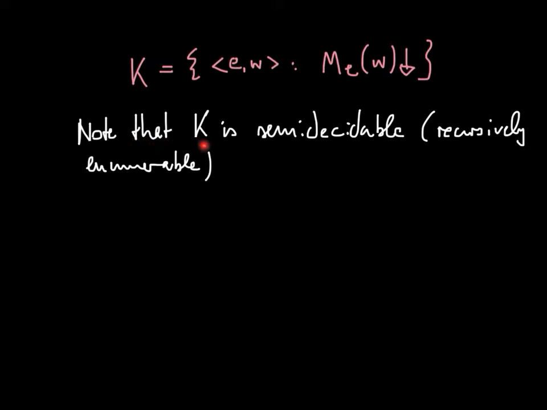Note first that the halting problem K is actually semi-decidable, or recursively enumerable. So recall what this means, being semi-decidable. Well, this means that there exists a machine that recognizes precisely the positive instances. So a machine that halts on all inputs that are in the set and does not halt on any input that is not in the set. But such a machine is exactly the universal Turing machine.